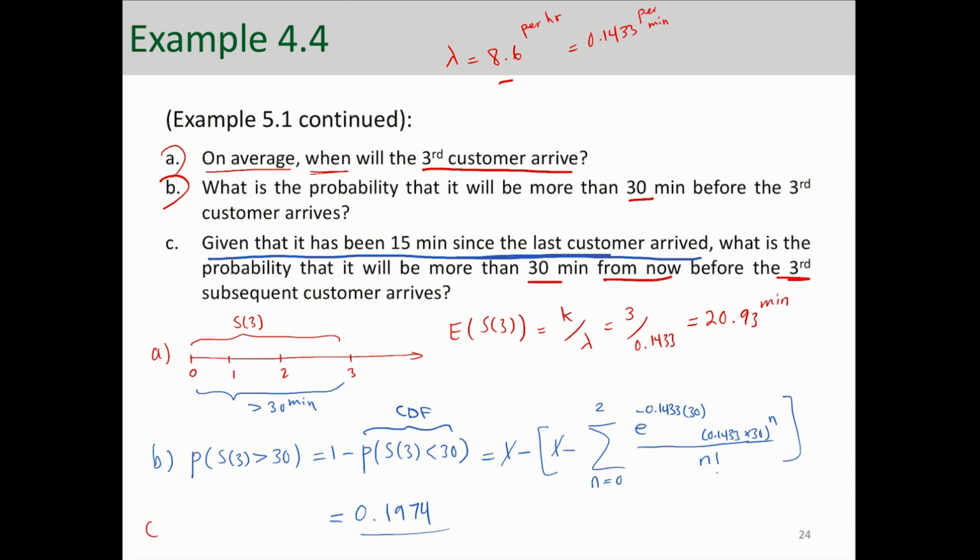So part C, the answer is the same as part B, because the past 15 minutes is in the past, and we're talking about from now. So if you think about this graph, we're talking about time 0 until we see the third customer from now. What happened in the past here, right? Here it says that customer minus 1 came 15 minutes before. Well, that doesn't matter. We're talking about S of 3 from now. So the answer to part C is the same as part B.